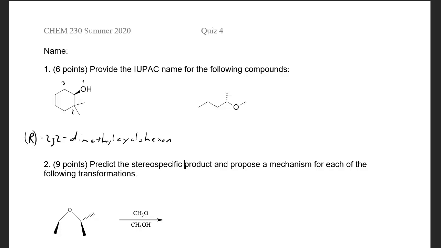So cyclohexane, if we just had the ring, but we're taking off the E and adding OL. So it's 2,2-dimethylcyclohexanol.